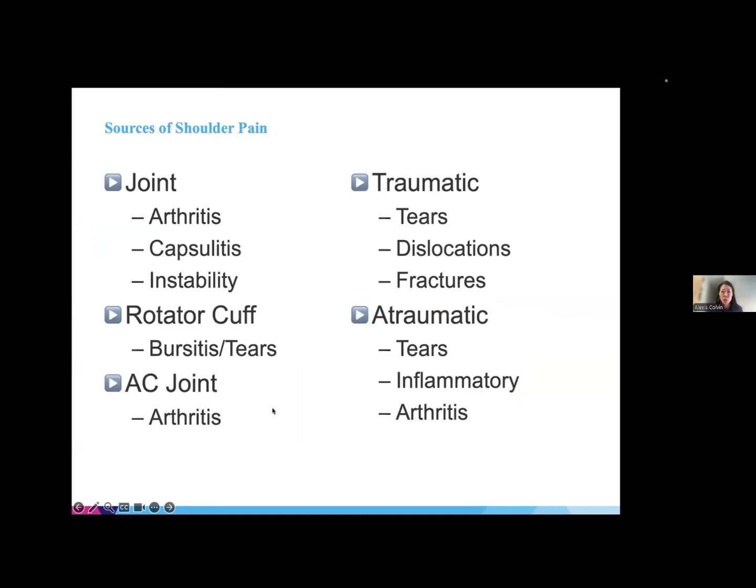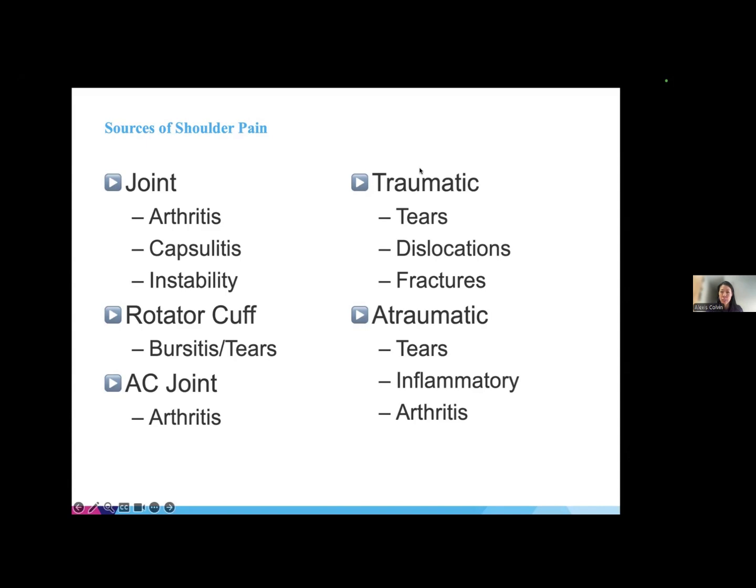So there are a number of different sources of shoulder pain. We can divide them either to coming from the joint. So that would be arthritis, capsulitis, instability. We'll go through all these. The rotator cuff, it can be diagnosis of bursitis or even a tear. The AC joint, where you can also get arthritis.